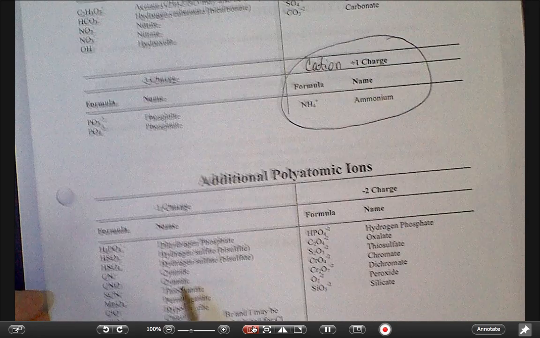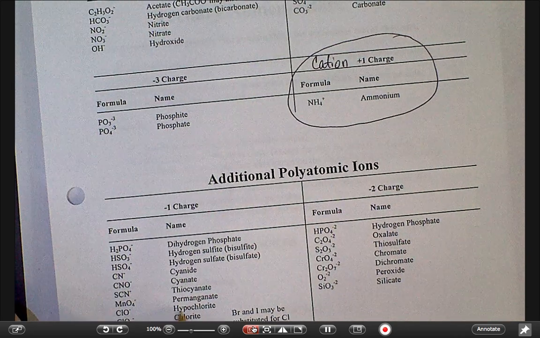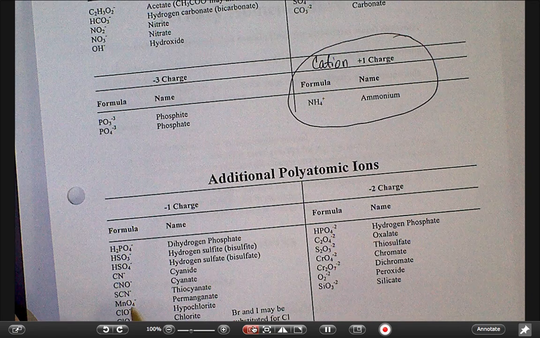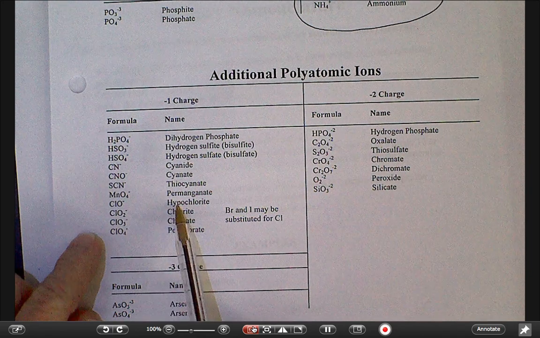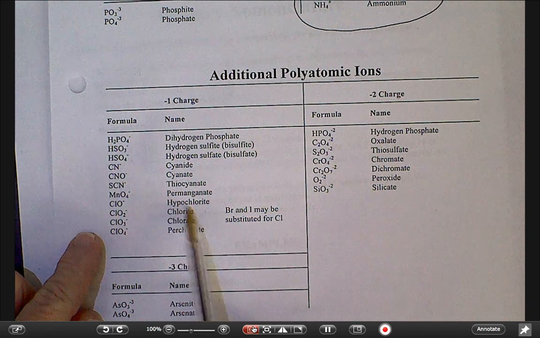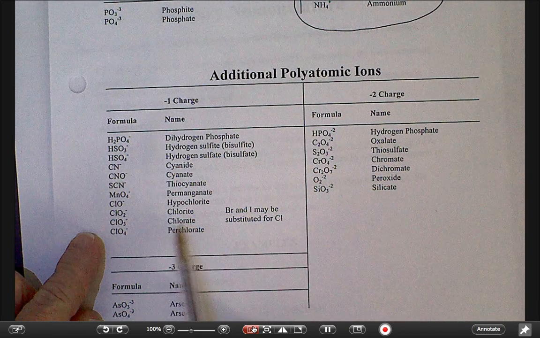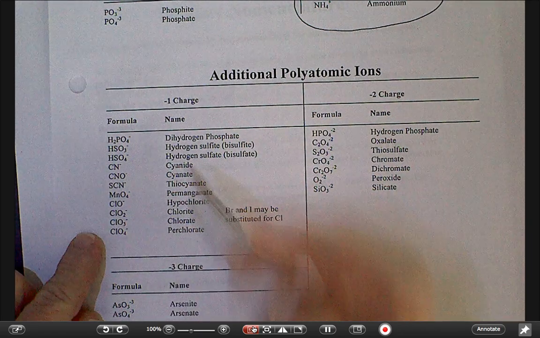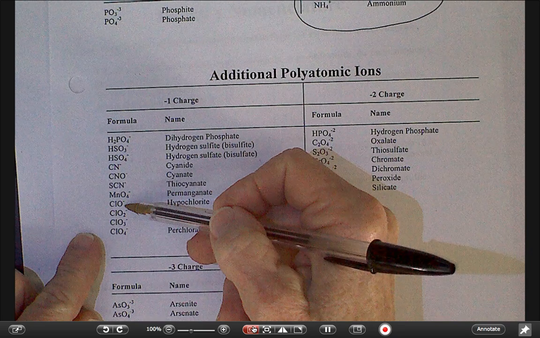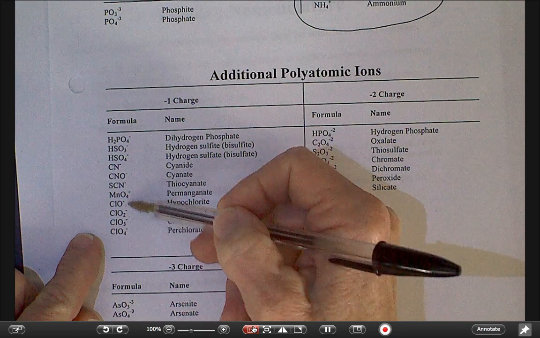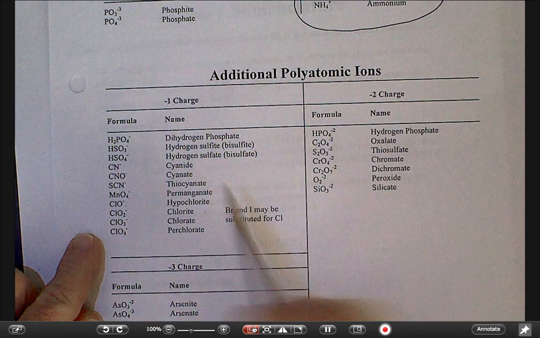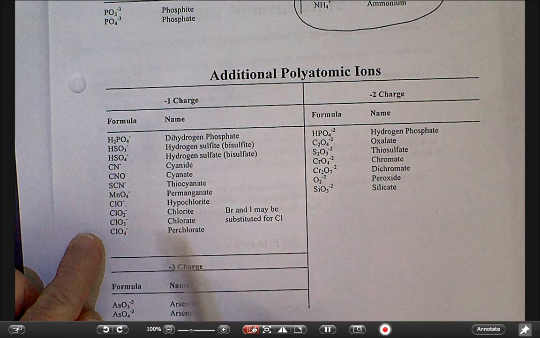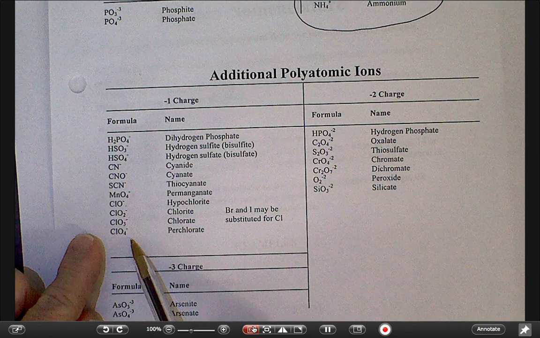Now then, when you get down here, you're going to find that some of these, if you look at the ClOs right here, does everybody see them? Right down here? Hypo is a prefix, hypochlorite. Chlorite, chlorate, perchlorate. Their name is based off of the number of O's. This one is 1, 2, 3, and 4. The charges never change, but the name changes along with the number of O's.